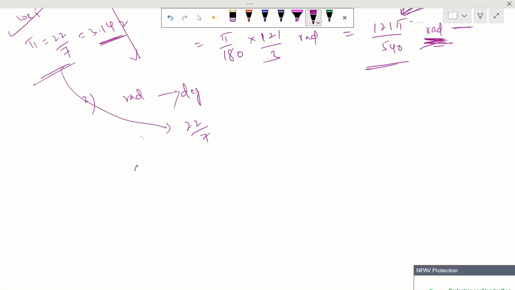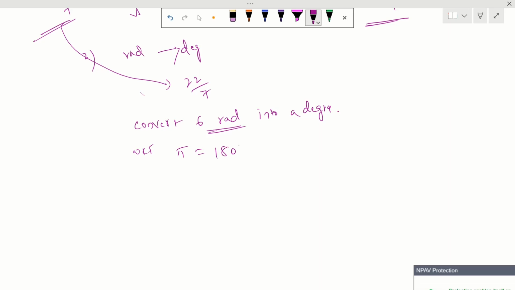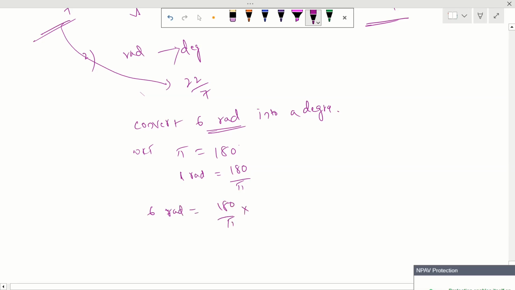Now I am giving an example. Convert 6 radian into degree. Here the radian measure is given, and we know that pi radian is equal to 180 degree. So 1 radian is what? 1 radian is 180 by pi. If we multiply this by 6 radian, 180 by pi multiplied by 6, it becomes degree.